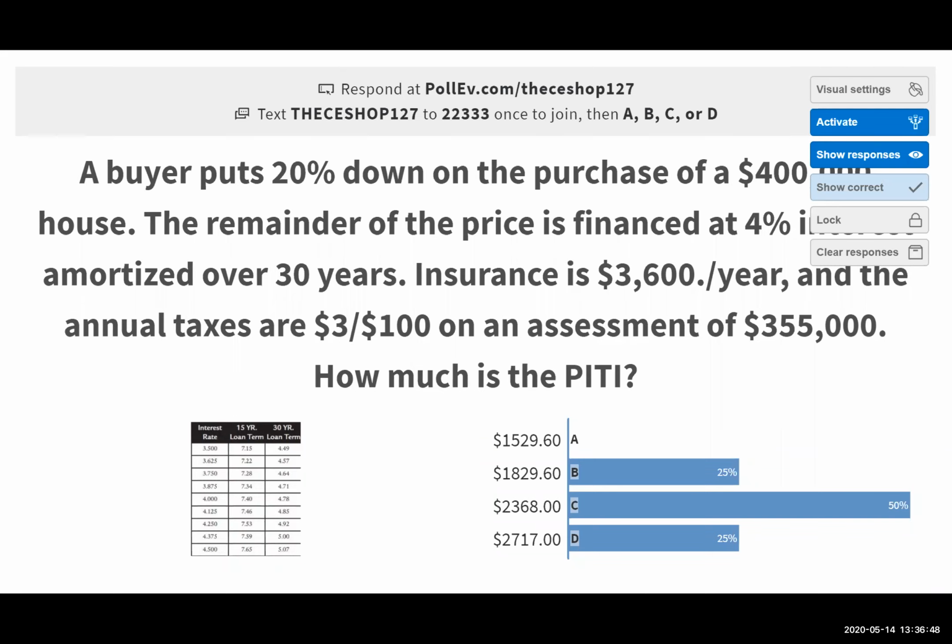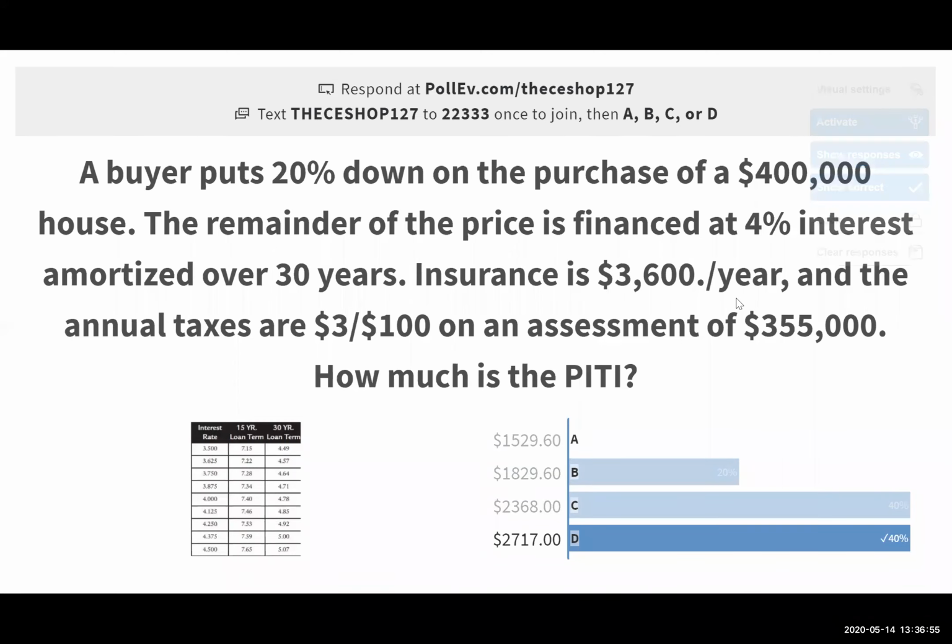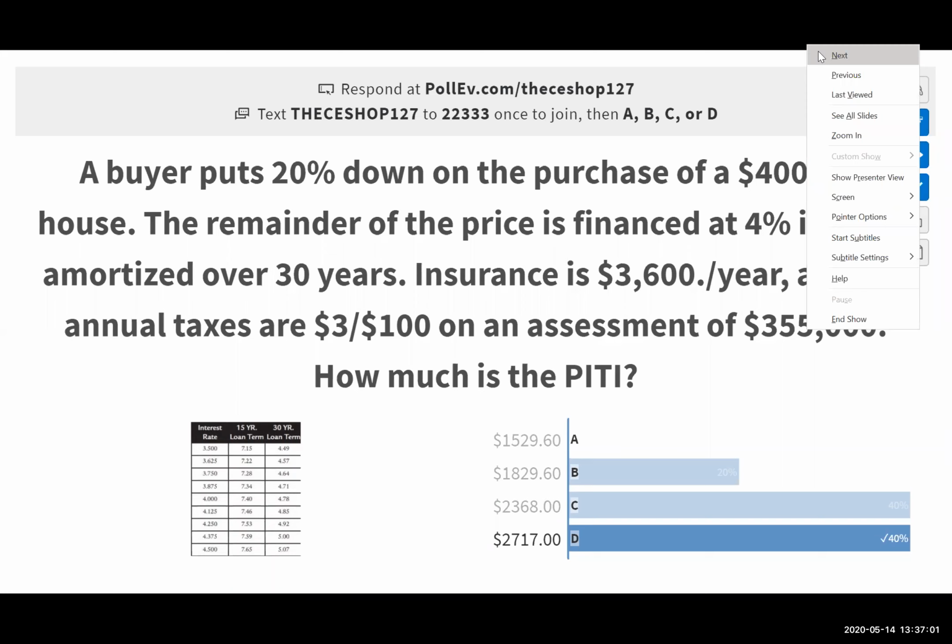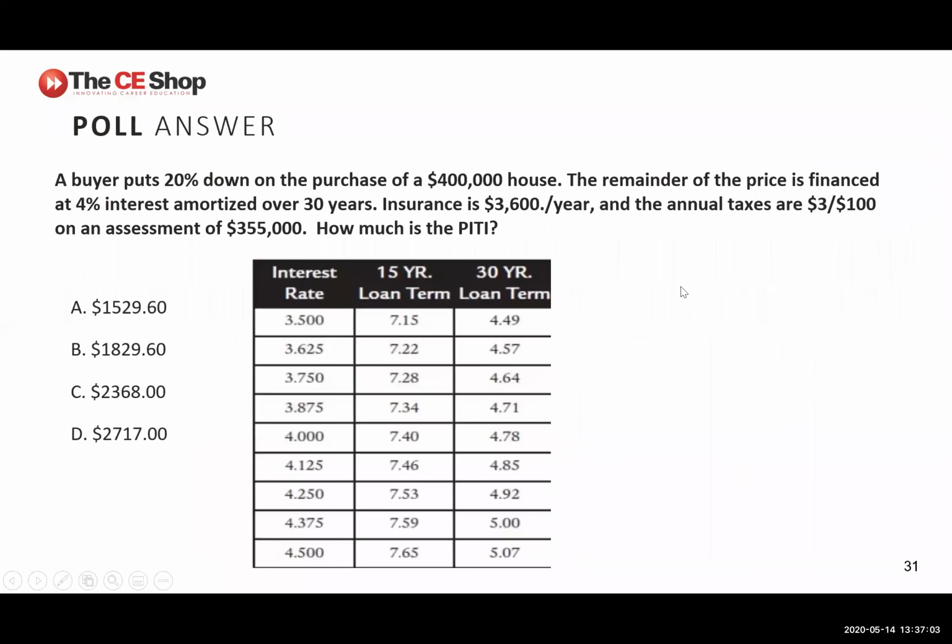Okay. That 25% group just jumped up to 40. $2,717 is your correct answer. So here we go. Here's how we got to that point.